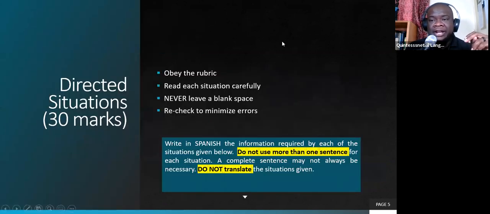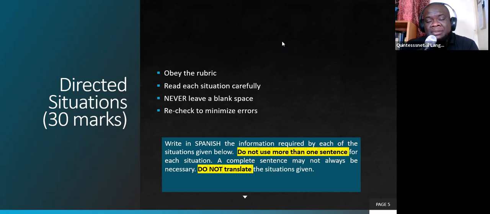So we will begin with the directed situations, right? Directed situations. The exam paper 2 is 42% of all the exam papers, papers 1, 2, and 3. But the paper itself comprises 100 marks in total. And the directed situations comprise almost a third of that, 33 marks, right? So of course, you need to obey the rubric. You need to read each situation carefully. I would suggest that you never leave a blank space, and as always, recheck your answers to minimize any errors.